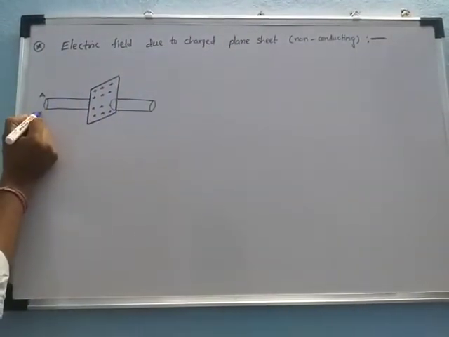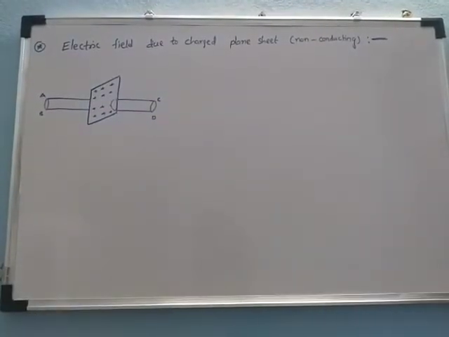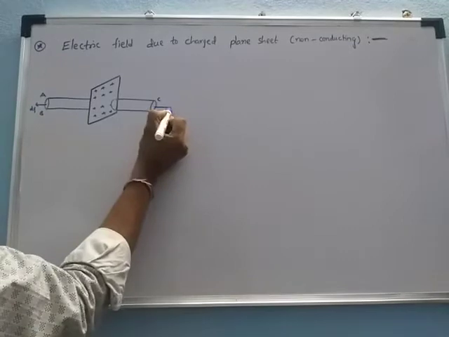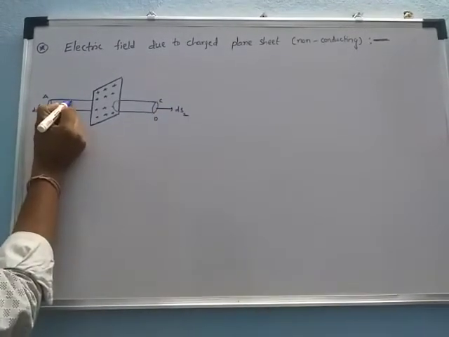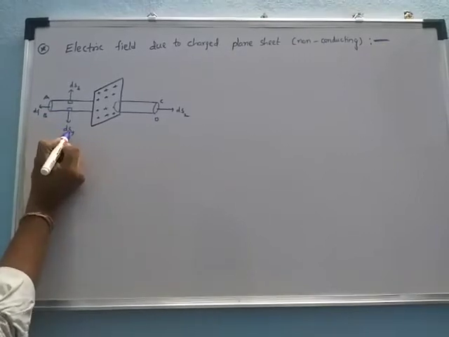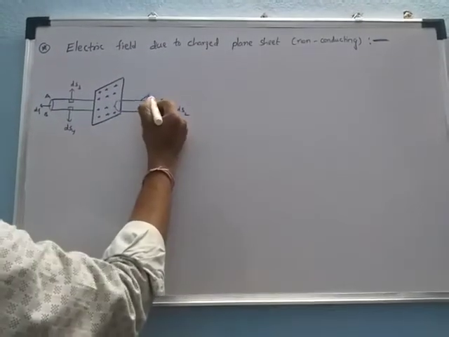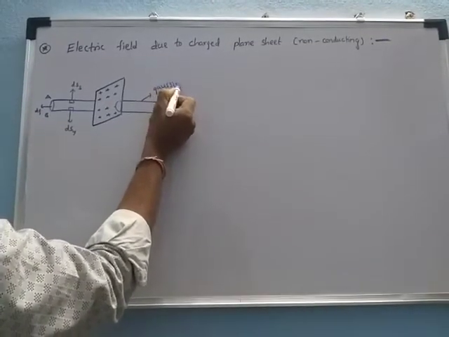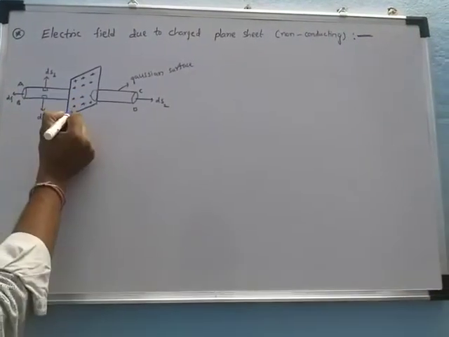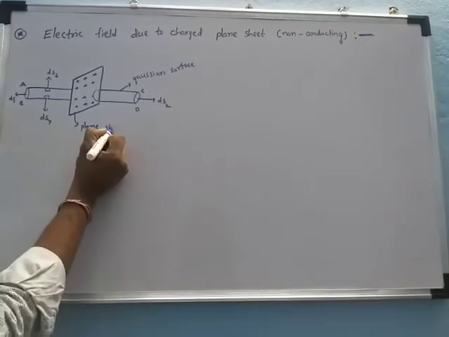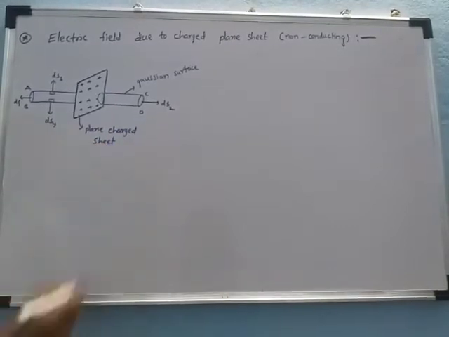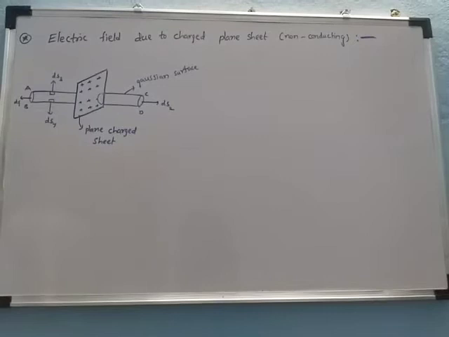Now consider the points A, B, C and D. Here this surface is ds1, this surface is ds2, and the small surface areas are ds3 and ds4. The total ABCD is called the Gaussian surface, which is around the plane charged sheet.